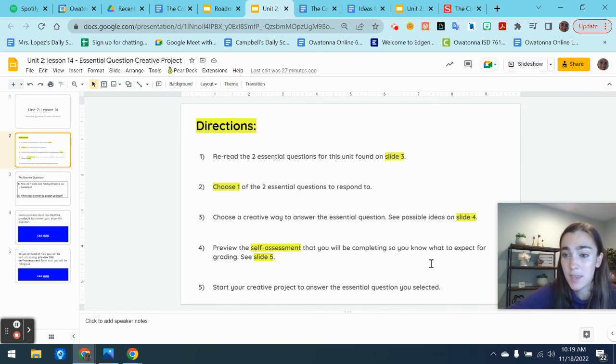Step 5 is to start your creative project to answer the essential question. I am so excited for you. If at any time throughout this process you have questions, please invite me into your breakout room. You do not need to wait until the end to invite me and ask questions. Please invite me in when you need help. All right, good luck and have fun.